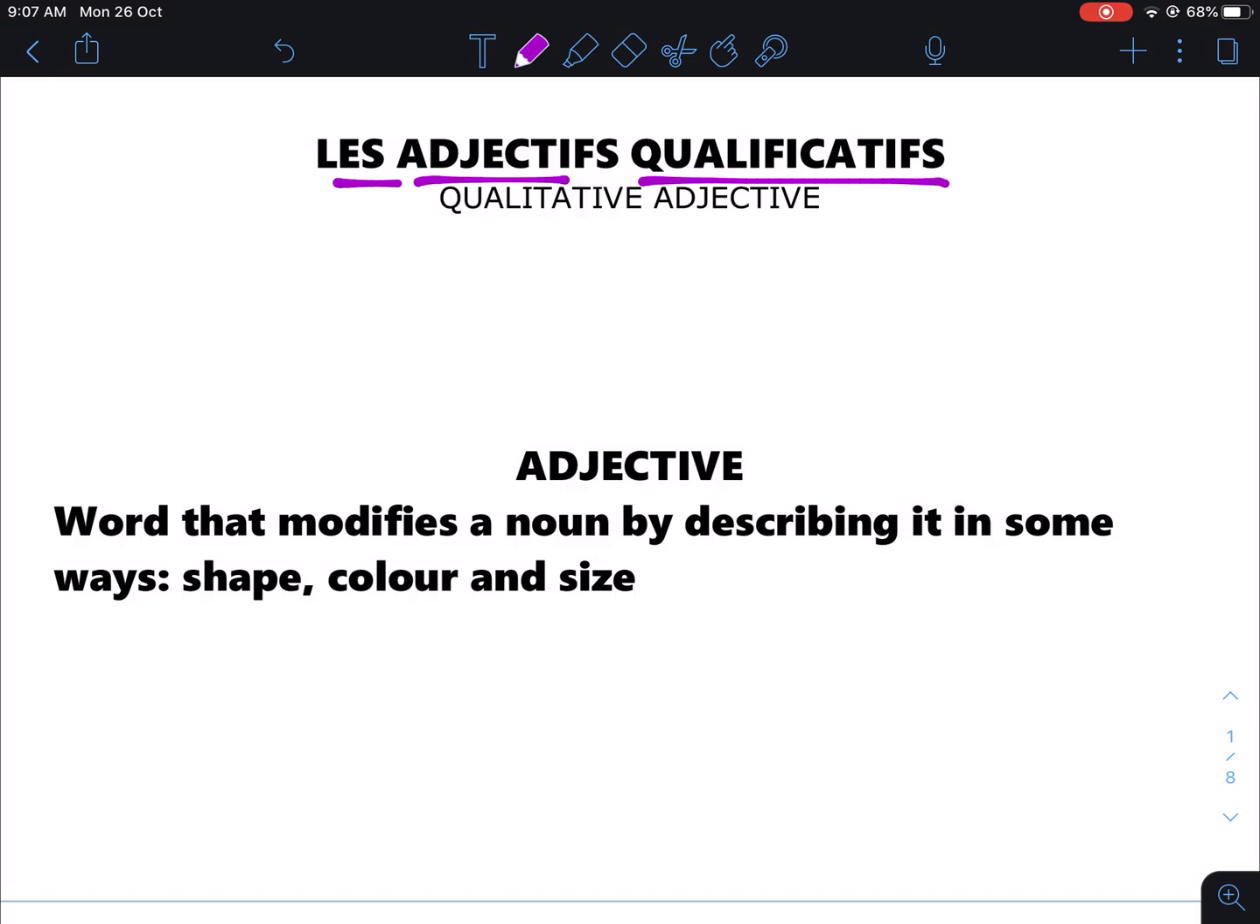Let's get started. Now, the first thing is we need to know what is an adjective. Okay? What is an adjective? Now, adjective is a word that modifies a noun by describing the noun in some ways. Okay? Shape, color, and size. For example, in English, you have big house. Big is an adjective describing the house, which is a noun.